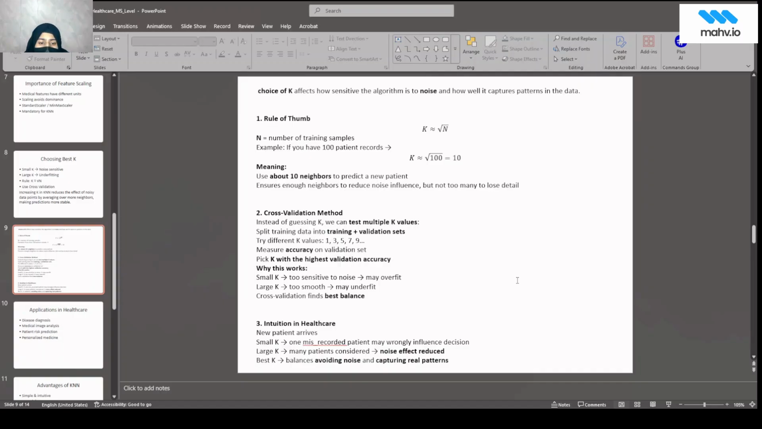Intuition in healthcare: for example, a new patient arrives. With small K, one misrecorded patient may wrongly influence the decision. Small K means, for example, K is 1, so on the basis of just one patient I predict the new patient's disease. That's not fine. With large K, many patients are there, so the noise effect is reduced. But if K is too large, it can cause underfit. So K must be balanced, in order to balance the noise and avoid the other problems. So these are the methods to choose K.